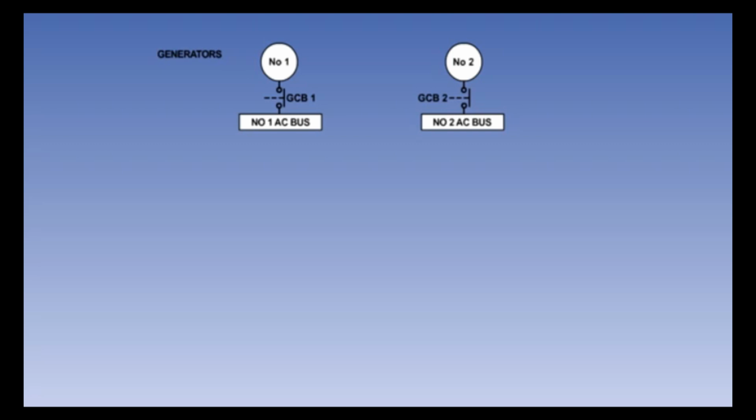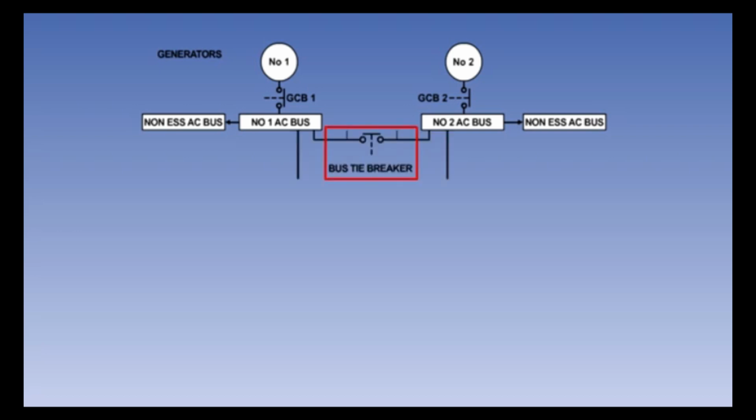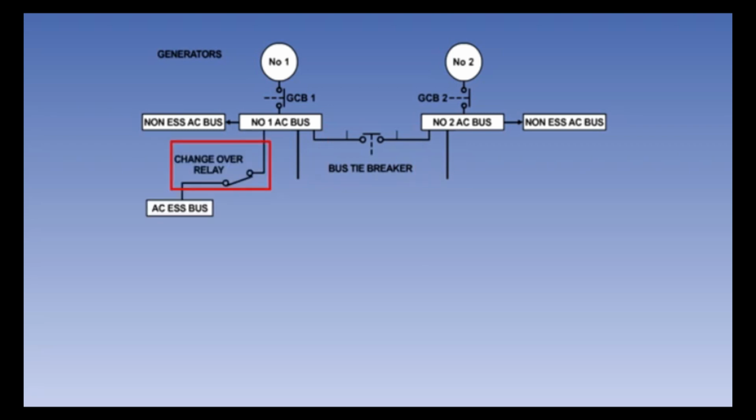Each generator supplies, through its generator control breaker, its own AC busbar. And these busbars, in turn, supply two non-essential AC busbars. The two generator busbars can be connected together by a normally open bus tie breaker. The essential AC busbar is supplied from number 1 generator busbar through a changeover relay.